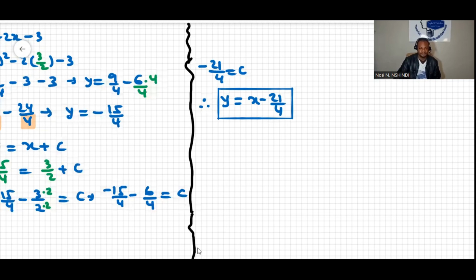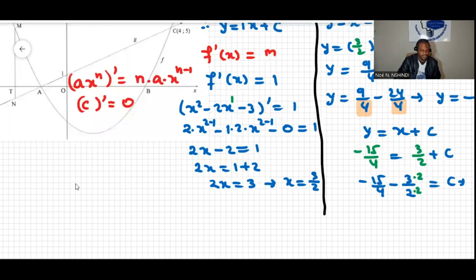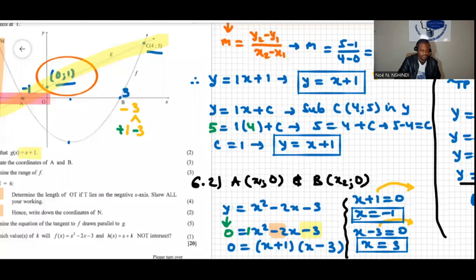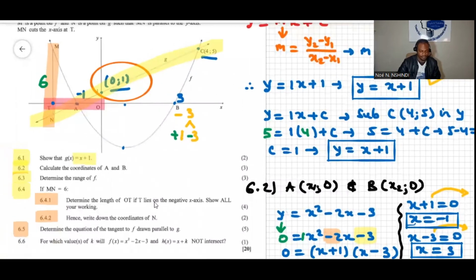Excuse me. Now, the following question, question 6.6. Let's see, what does it say? It's over here. Question 6.6 says: for which value or values of k will f of x and h of x not intersect? Which value for the two equations will not intersect? This is just a 1 mark question, so we don't really need to do more calculations here.